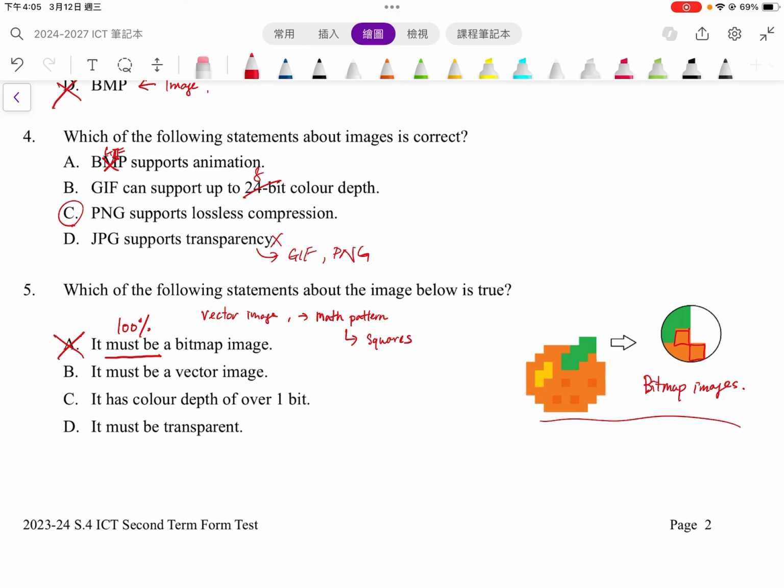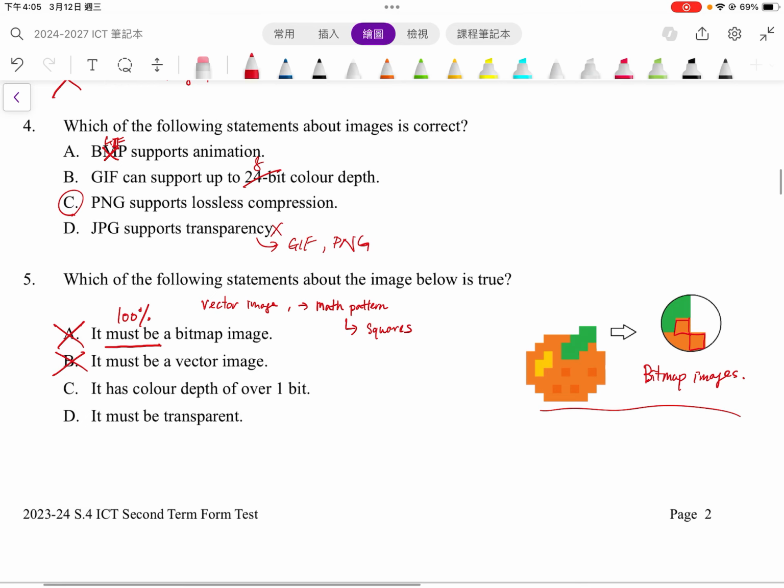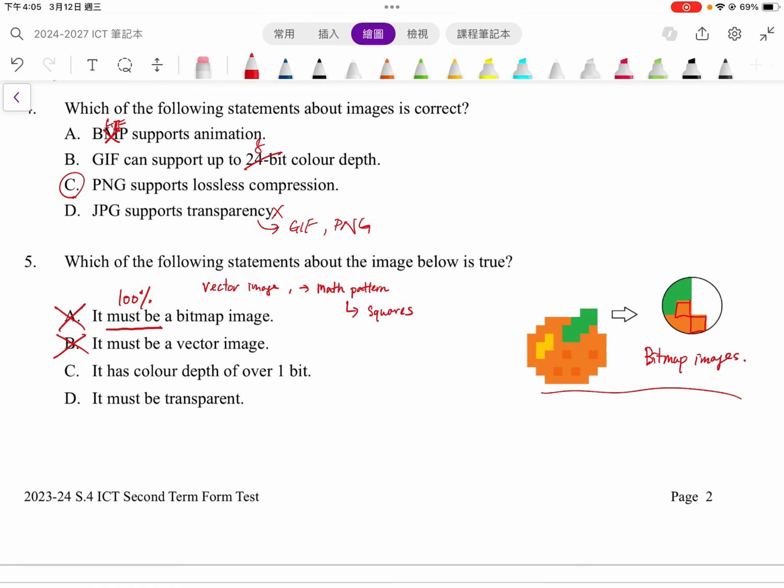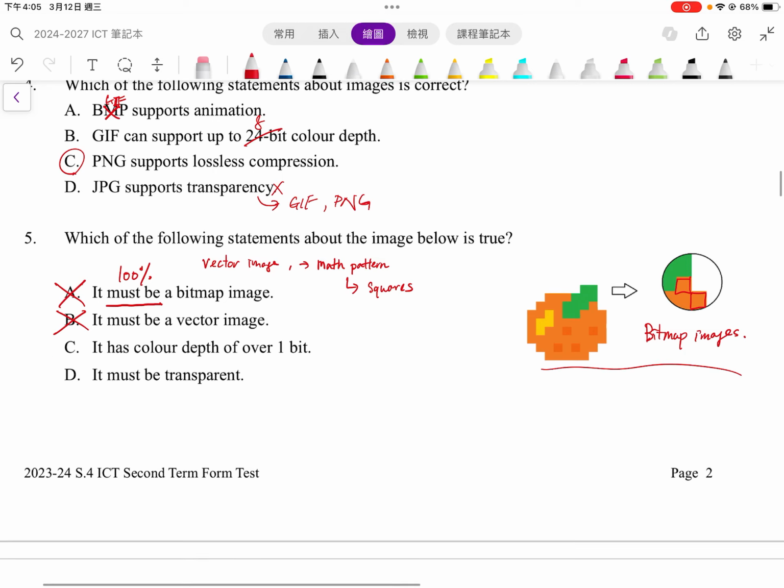B, it must be a vector image, so this is wrong, because if it is a bitmap image, when you do the enlargement, you will see it is still squares.